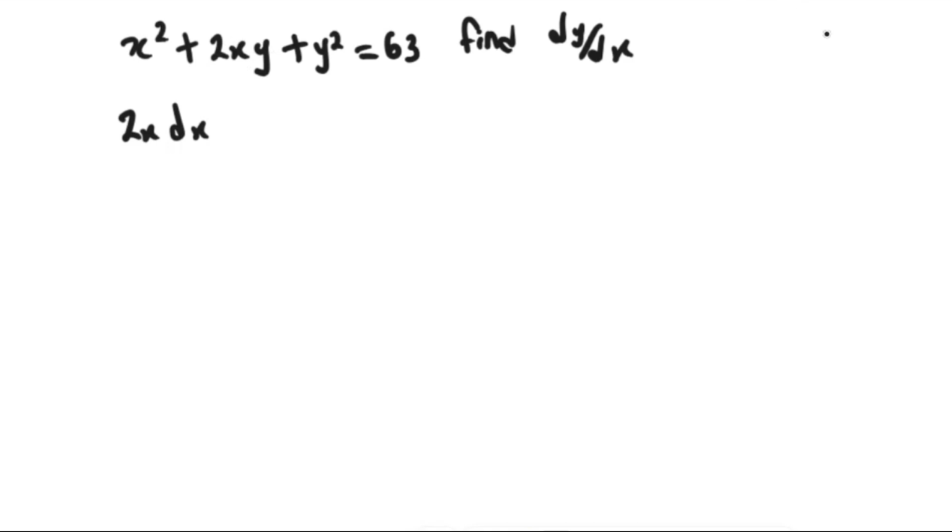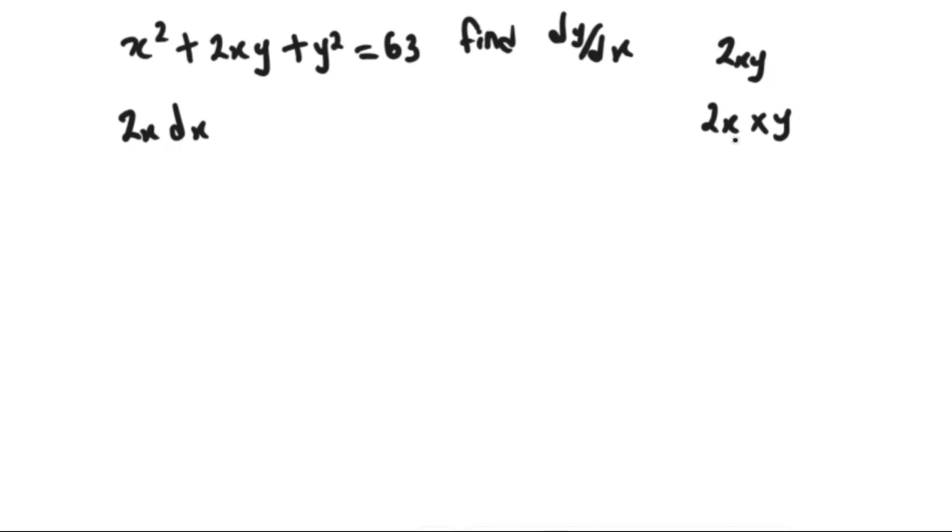Now 2xy. We have two functions here, x and y. This constant you can group with one of the functions, with x or with y. The reason you can do that is because multiplication is commutative: 2x times y is the same thing as x times 2y. So if I group it with x, this function becomes 2x multiplied by y.